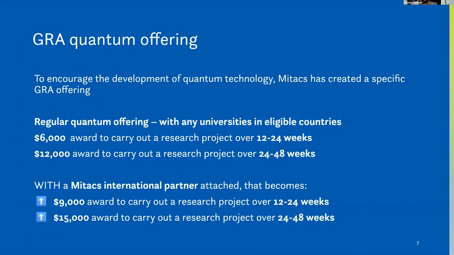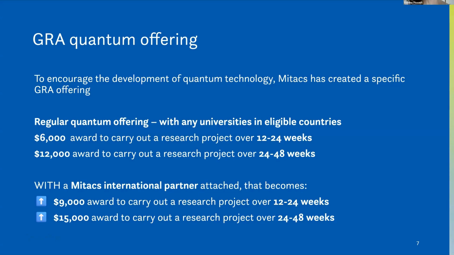In terms of funding, we have two offerings within the quantum offering. So the regular one is with any university available in the list of eligible countries. For that regular offering, the award starts at $6,000 for projects that are during 12 to 24 weeks and can go up to $12,000 for longer projects that are from 24 weeks to 48 weeks.